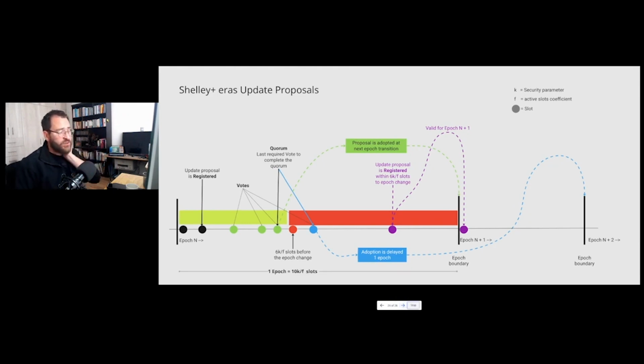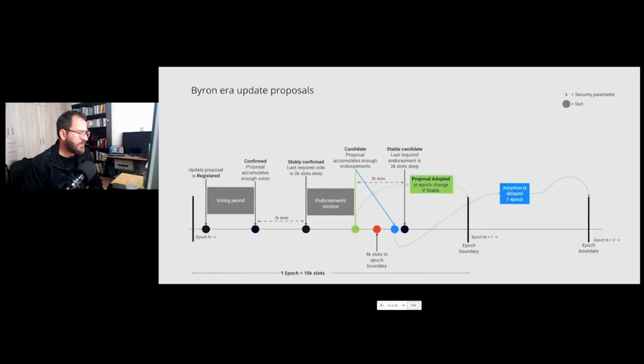Final note, in Shelley and later eras, one epoch lasts 10k over f slots, where k is the security parameter and f is the active slot coefficient that we saw in the protocol parameters, the parameter f from the Ouroboros Praos paper. Final note, in the Byron era, an epoch lasts 10k slots.